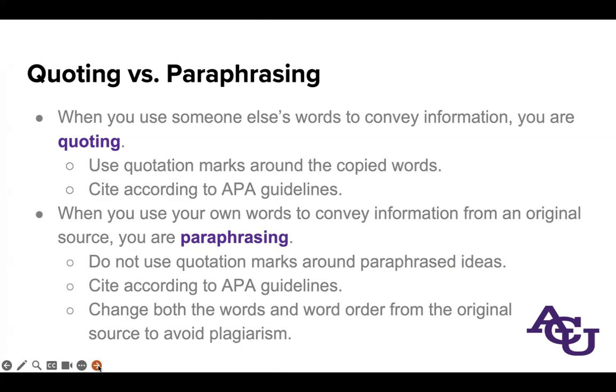So when you use your own words to convey information, you do not use quotation marks around the paraphrased idea. You do still have to write a citation, because even though you're writing it in your own words, you're still borrowing an idea, and you need to give attribution for that. And when you're paraphrasing, make sure you change both the words and the order of the words from the original source to avoid plagiarism.